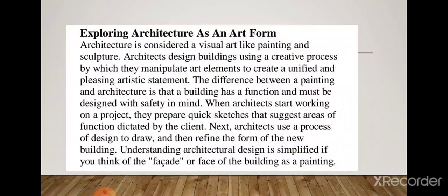Different structures have different functions. Residential buildings have different functions. Commercial buildings have different functions. So based on their different functions, the architects plan a particular structure according to its function, and at the same time they plan the structure to be aesthetically beautiful, aesthetically pleasing. These are the two main aims of an architect.